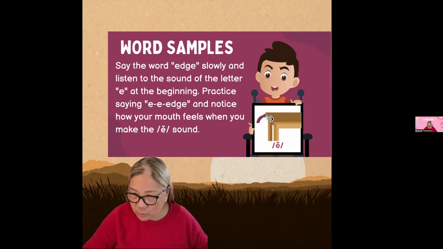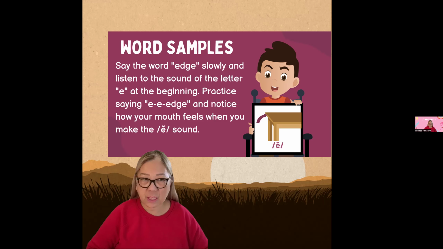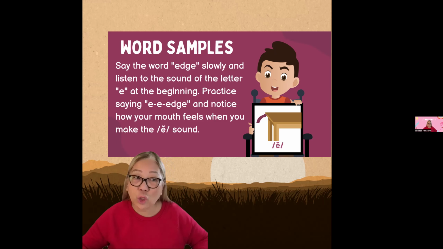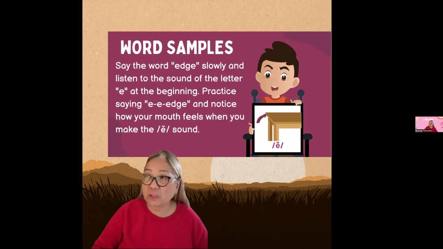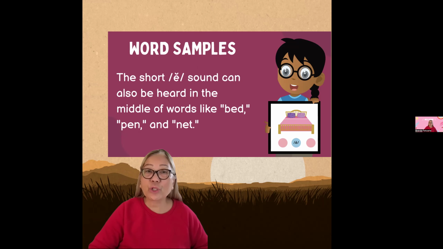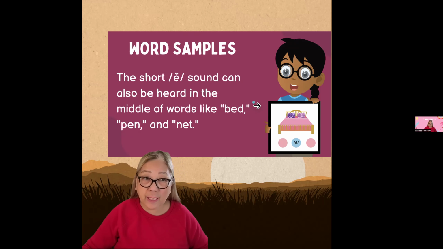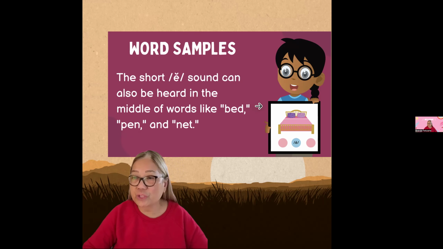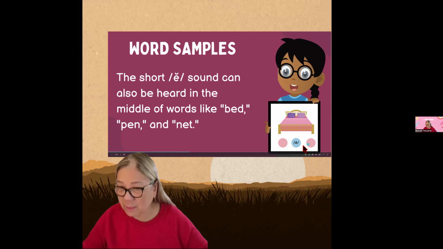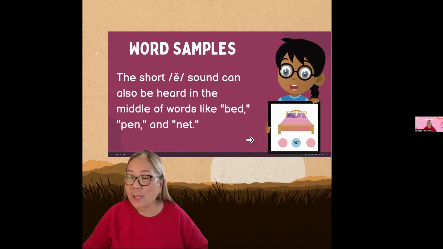Say the word edge. This is the edge of the table. Edge. Slowly, and then listen to the sound of the letter at the beginning. Practice saying eh, edge, and notice how your mouth feels when you make the sound. The short E sound can also be heard in the middle of words like bed, hen, or net.